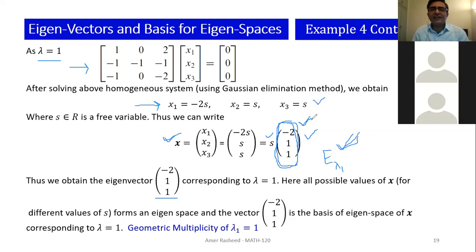It is basically a straight line which is passing through origin. Now, what vector is generating this subspace? This vector. So this vector will be the basis of that eigenspace E lambda 1. I hope you got my point. If anybody else has any question, you just raise your hand and you can ask your question.